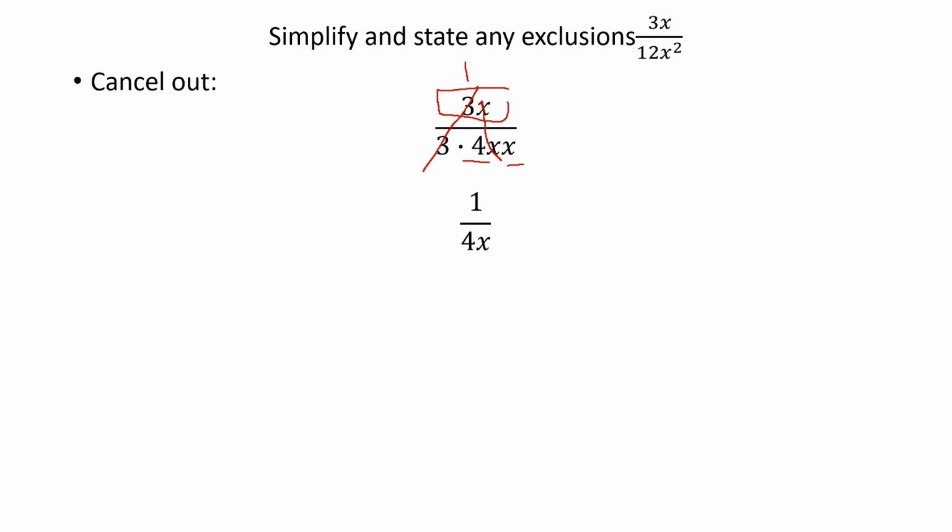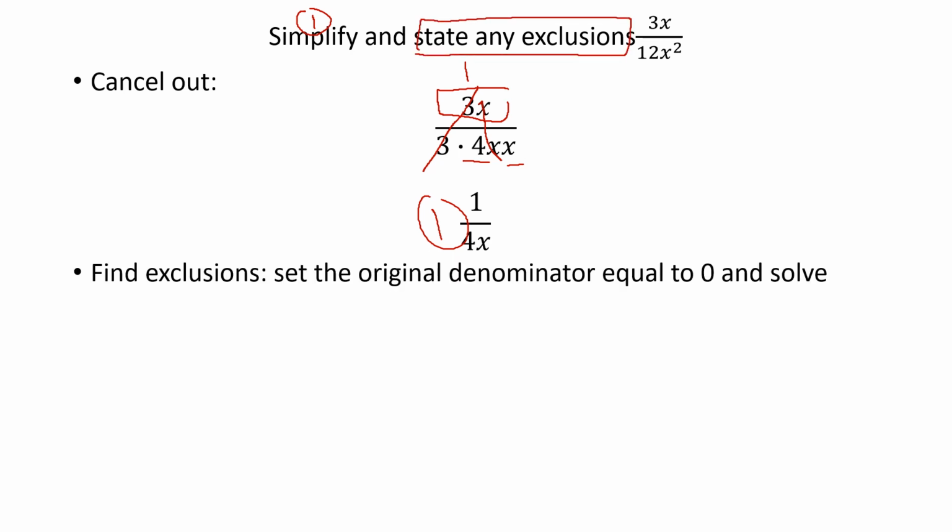So there is the simplified, that's step one. That's my first answer, to simplify. My second thing, though, is to find any exclusions. And remember, what it means to find any exclusions is what can my bottom x not be? I cannot have a 0 denominator, so I'm going to set this equal to 0 and solve for x, and that's going to give me what x cannot be. So take a second and solve that.